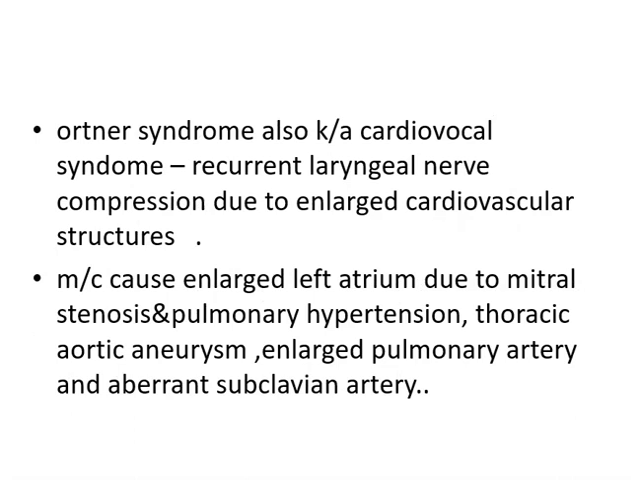What is Ortner syndrome? Ortner syndrome is also known as cardiovocal syndrome. It is mainly a recurrent laryngeal nerve compression due to enlarged cardiovascular structures. Most common cause is an enlarged left atrium due to mitral stenosis and pulmonary hypertension, followed by thoracic aortic aneurysm, enlarged pulmonary artery, and aberrant subclavian artery.